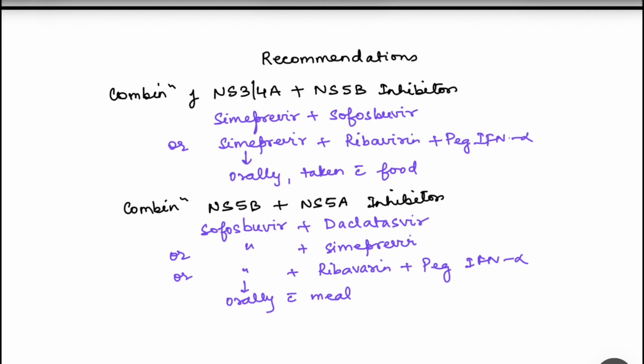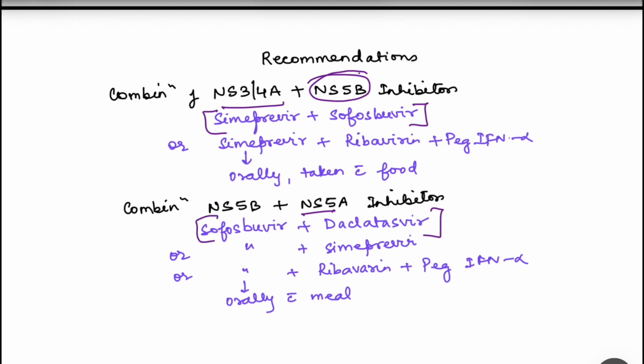First of all, they are never used alone. They are always used in combination, because this decreases the chances of emergence of resistance. So, NS5B, remember, is always used in combination either with NS3/4A. Here we have Simeprevir plus Sofosbuvir, and here we have NS5B in combination with NS5A. So NS5B is always in combination either with NS3/4A or NS5A inhibitors. So that is one thing.